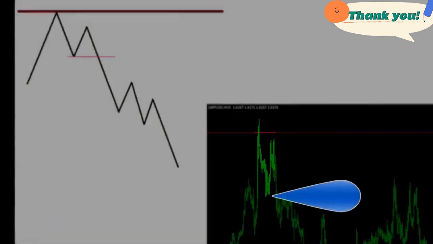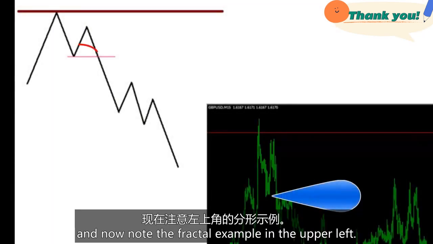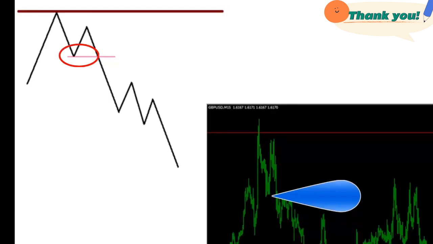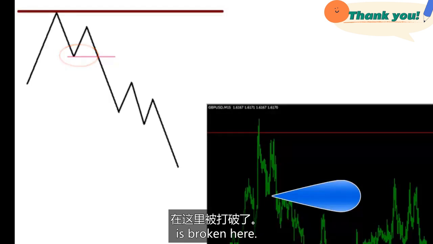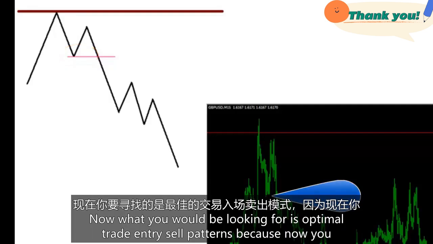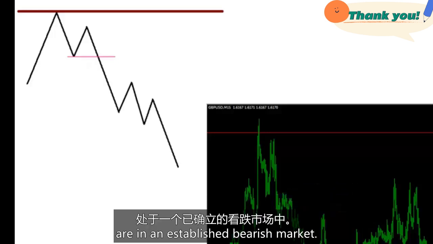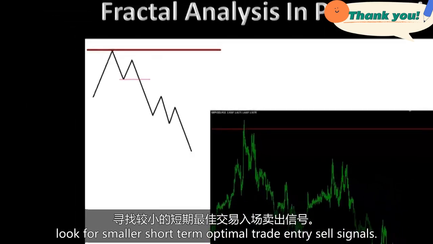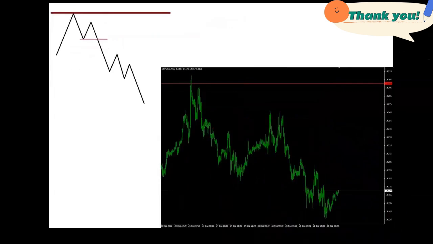Note this low right here, and now note the fractal example in the upper left. That's that low that would shift everything to bearish, okay? That is broken here. So now what you would be looking for is optimal trade entry sell patterns, because now you are in an established bearish market, okay? Everything you do from that point on should be looked for selling, okay? Even your scalps, okay? If you're an intraday trader, look for smaller short-term optimal trade entry sell signals, okay?